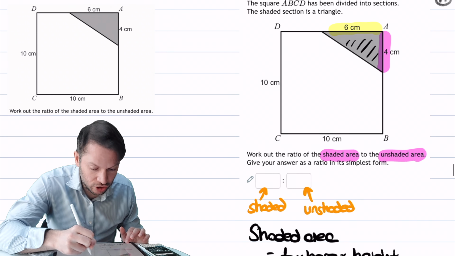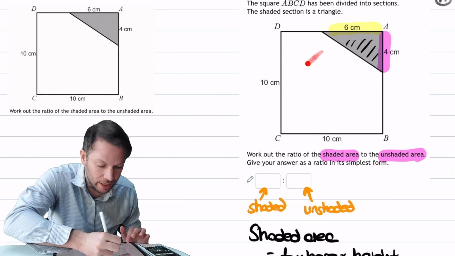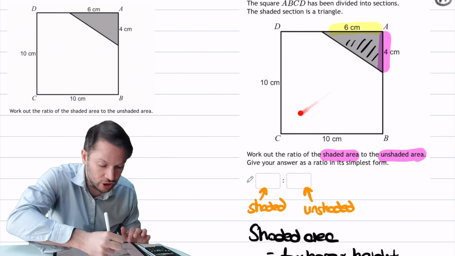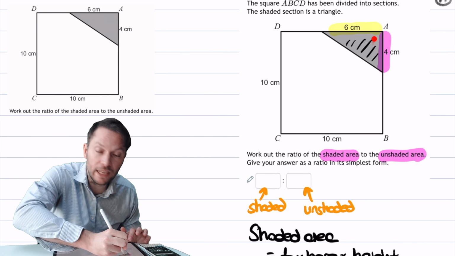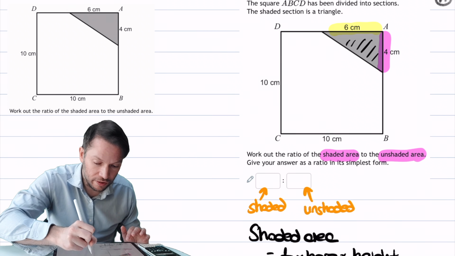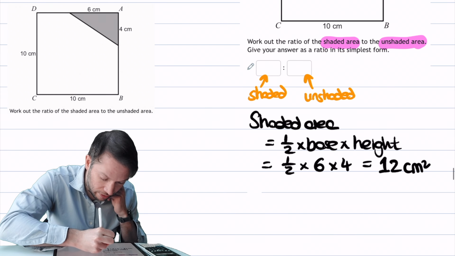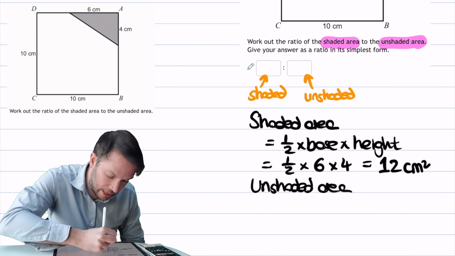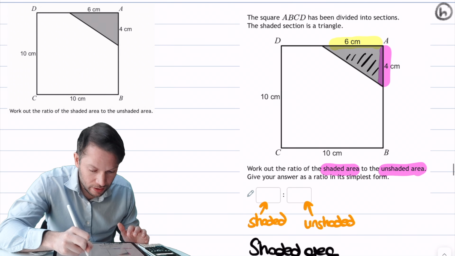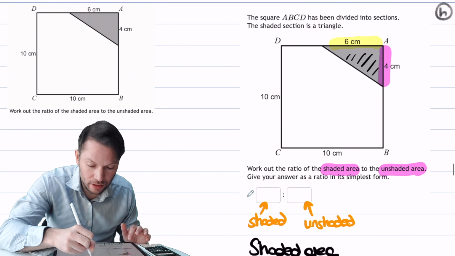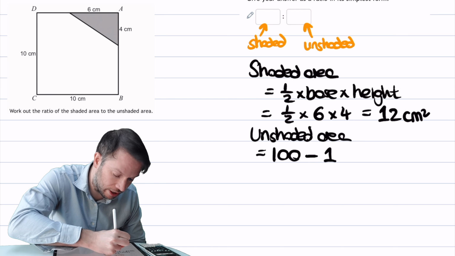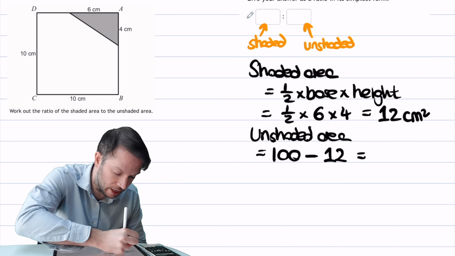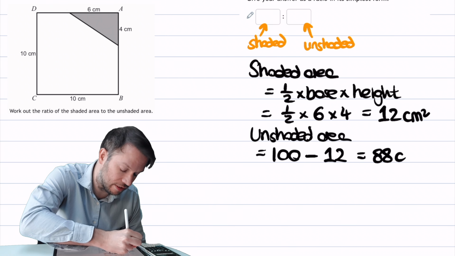What about the unshaded area? So this section here. Well, to work out this unshaded area, we can start with the area of the square and subtract the area of this triangle. So let's do that. The unshaded area is going to be the area of the square, which is just 10 times 10, which is 100. Subtract the shaded area, and that gives you the unshaded area, which is going to be 88 centimetres squared.